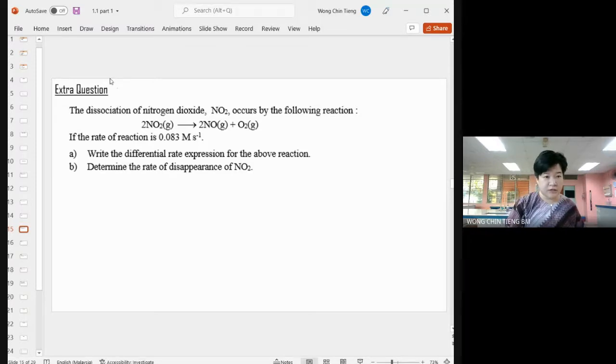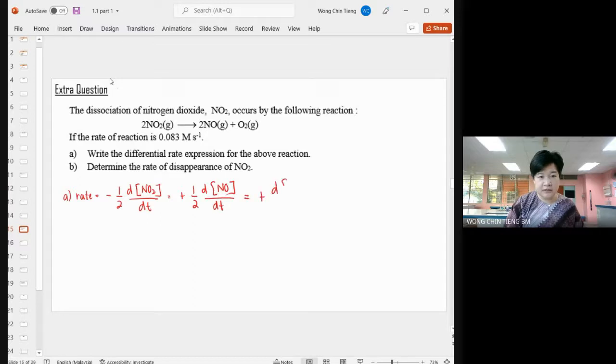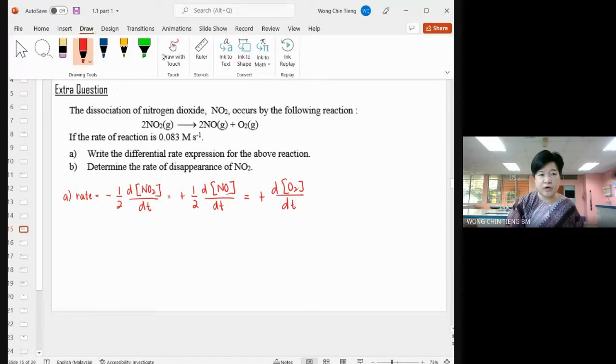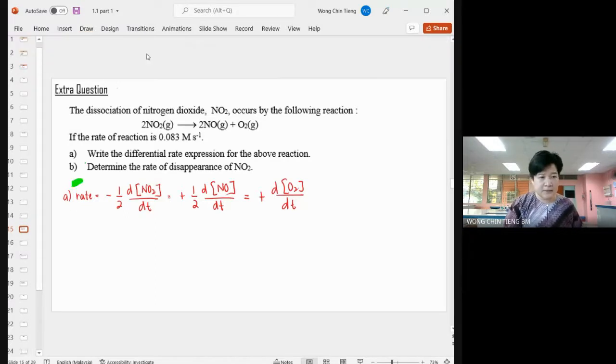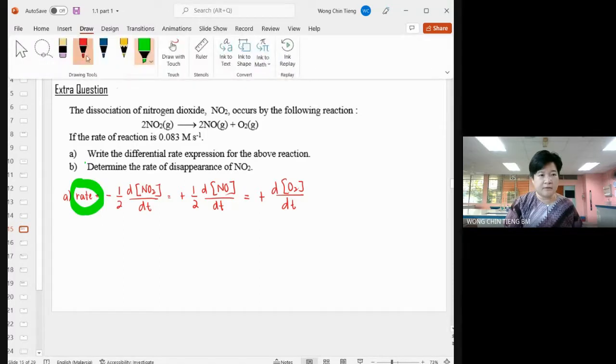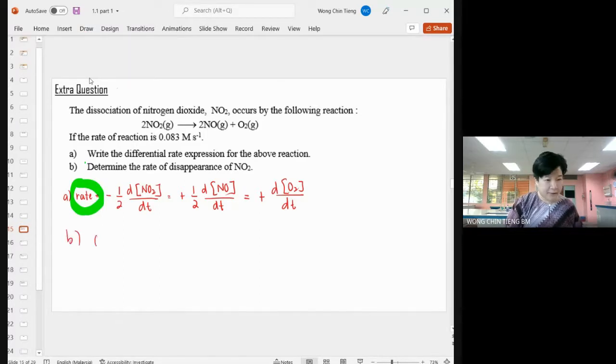So the rate differential equation for this one, make sure you have the word rate. Negative 1/2 d[H2]/dt, good morning by the way, plus 1/2 d[NO]/dt equals positive d[N2]/dt. Just a kind reminder, as we all agreed last Monday, the word rate is compulsory. And your B over here, I got 0.166 M s negative 1.